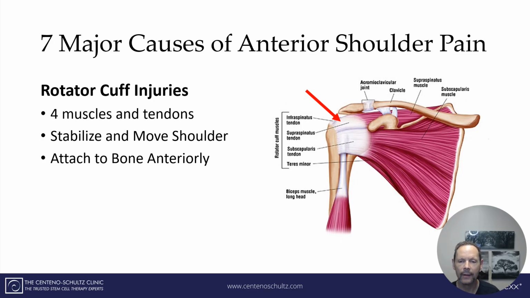So number 1, the rotator cuff. The rotator cuff in summary is 4 major muscles and tendons. They're depicted here. They're the supraspinatus, the infraspinatus, the subscapularis, and the teres minor. They stabilize and they move the shoulder. And what's interesting is they attach to the bone right here in the front. So one of the major causes of anterior or frontal shoulder pain is inflammation or injury of the rotator cuff.